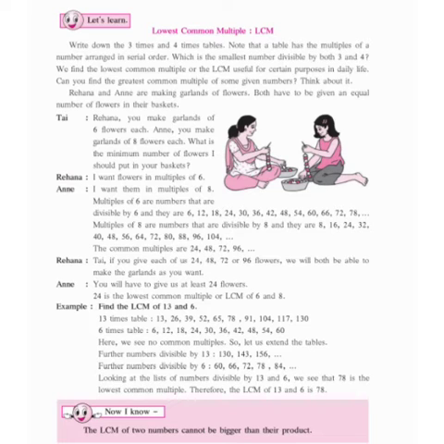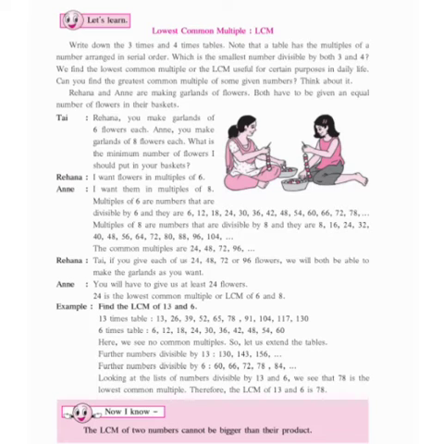For example, find the LCM of 13 and 6. The 13 times table: 13, 26, 39, 52, 65, 78, 91, 104, 117, 130. Now the 6 times table: 6, 12, 18, 24, 30, 36, 42, 48, 54, 60. Here we see no common multiples. So let us extend the tables.